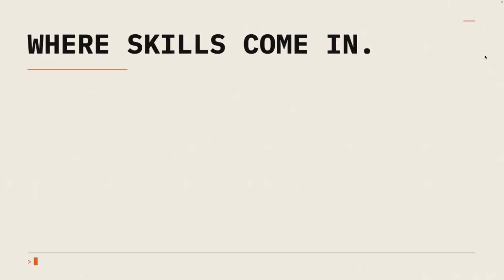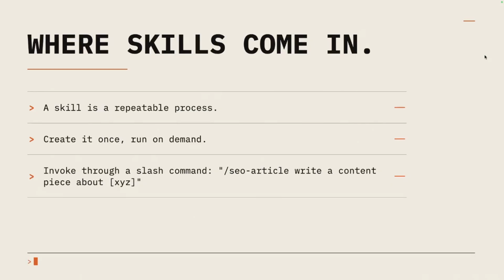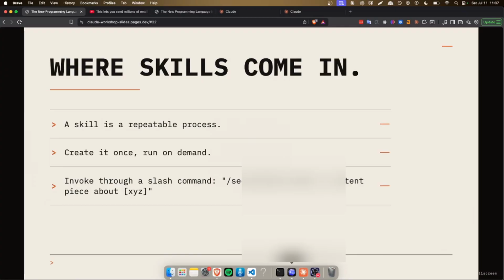Now, I've said the word skill a lot, but this is where skills come in. A skill is basically just a repeatable process. You create it once, you run it on demand, and then you can invoke it through a slash command. So let me show you the architecture inside of the folders of how a skill looks.